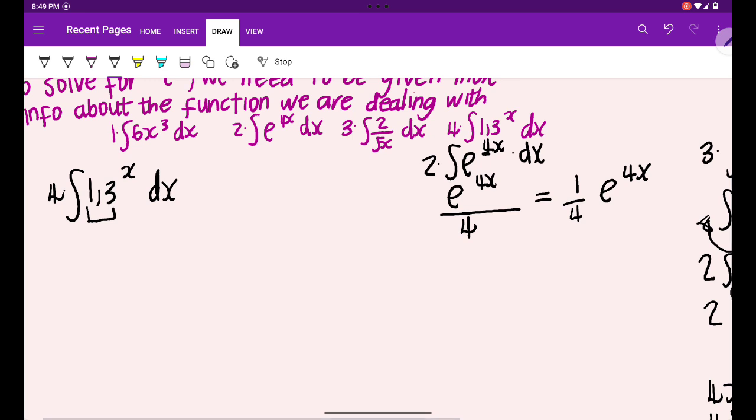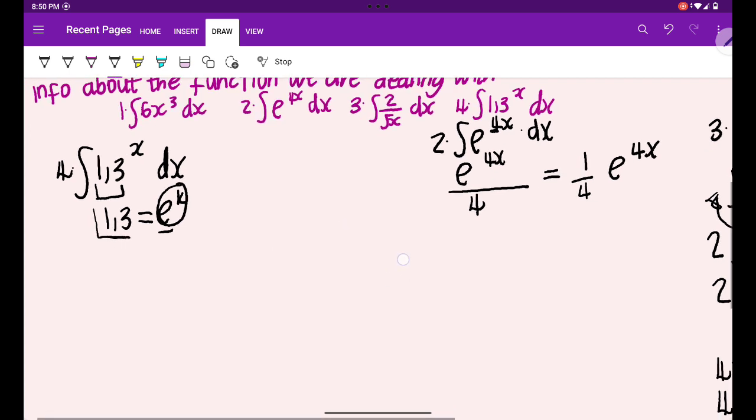So what I will do is equate the 1.3 to e to the power of k. Remember, you can introduce anything as long as it makes sense. I'm saying that wherever there is 1.3, I'm going to put e to the power of k. That is allowed, and at the end of the day, wherever there is e to the power of k, I am going to bring back the 1.3.